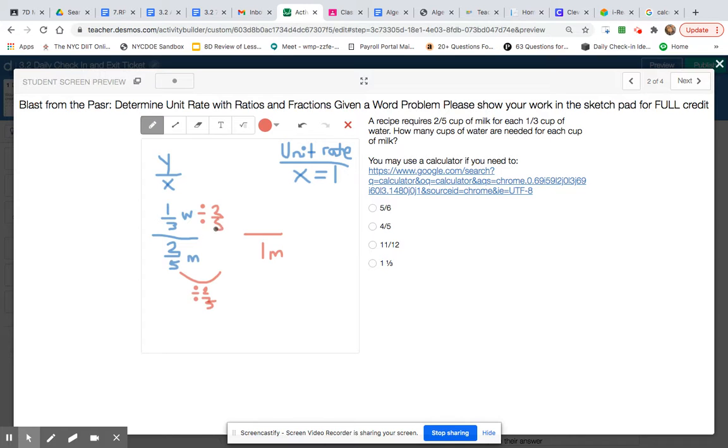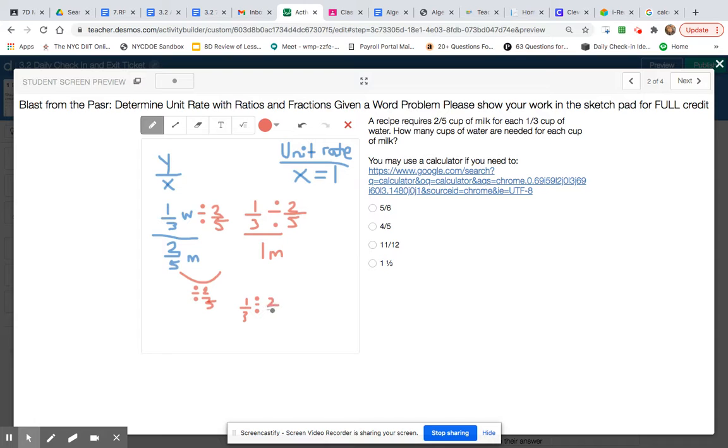So I will also have to do 1/3 divided by 2/5. To figure out how many cups of water I need for 1 cup of milk, I have to do 1/3 divided by 2/5. So I'm going to have to divide these two, and I'm going to do the work right here. 1/3 divided by 2/5.